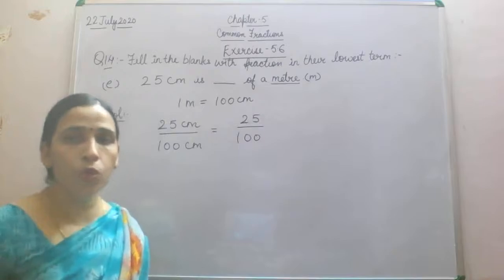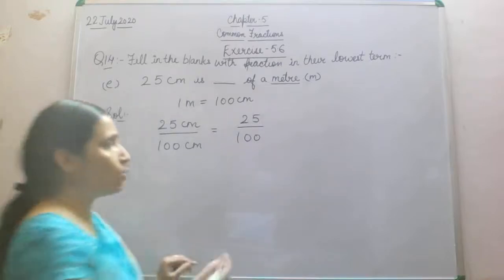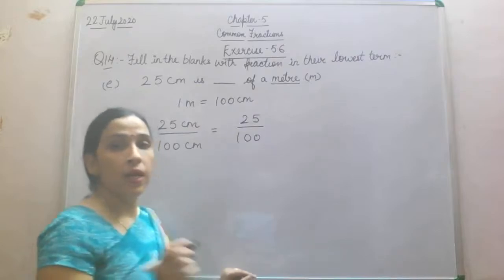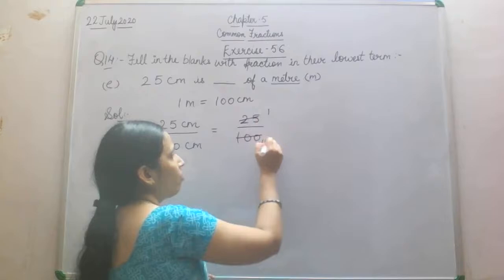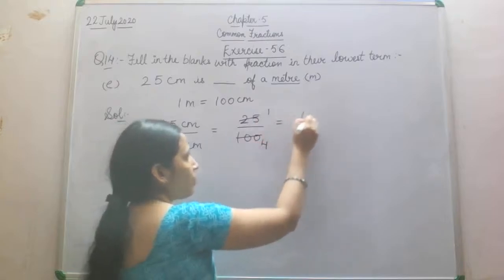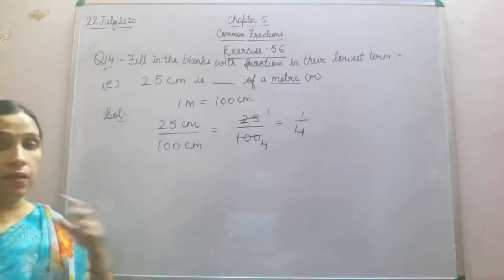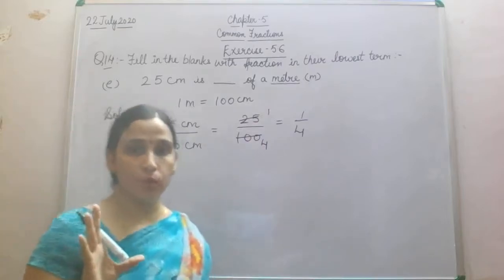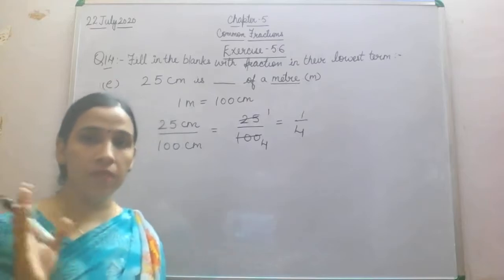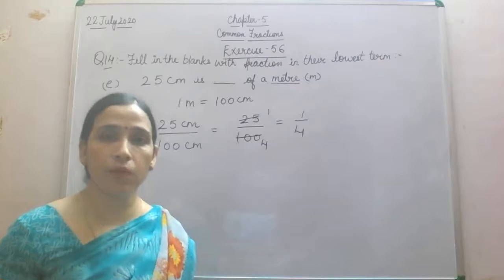If you want to do the division with the table of 5, then you can do it with the table of 5. Or simply you can do it with 25 ones are 25 and 25 fours are 100, so you will get 1 by 4. Another way is, you can reduce first with the table of 5, then again you can reduce it with the table of 5.